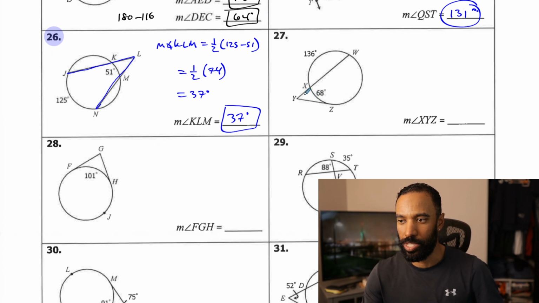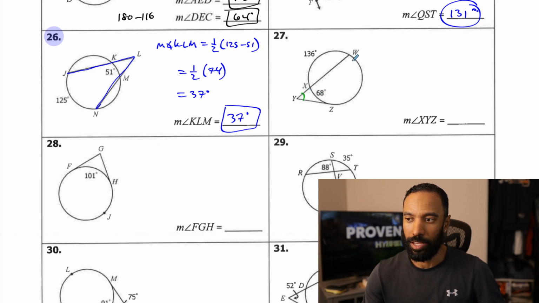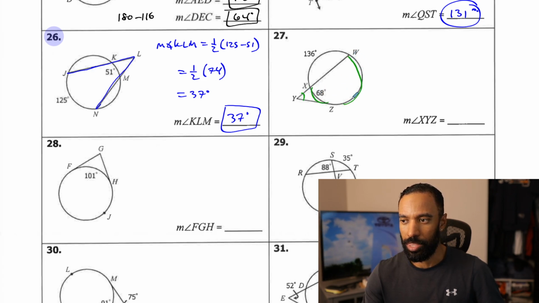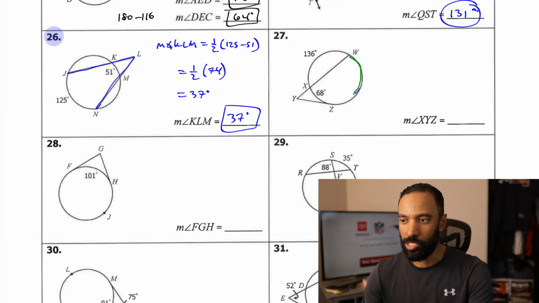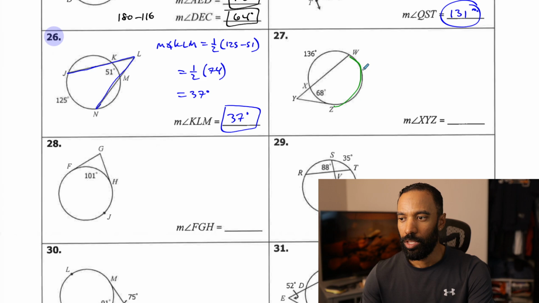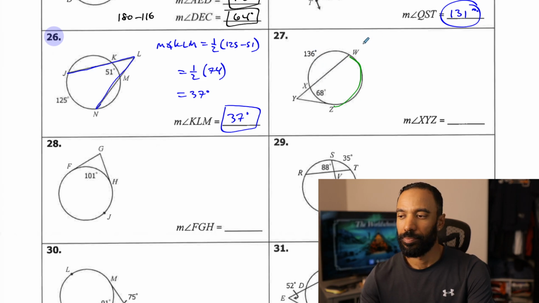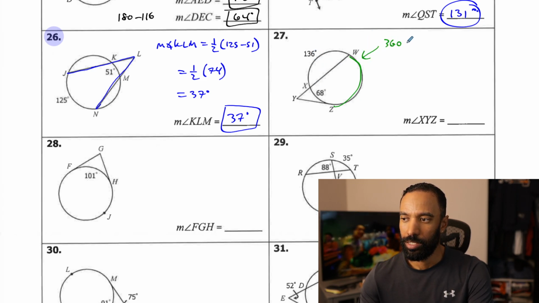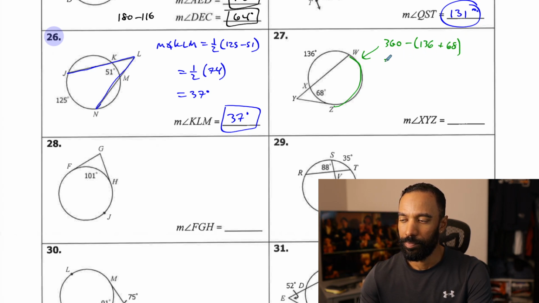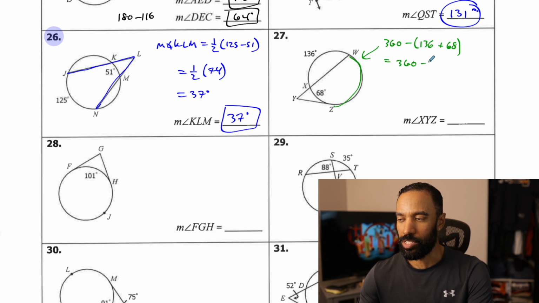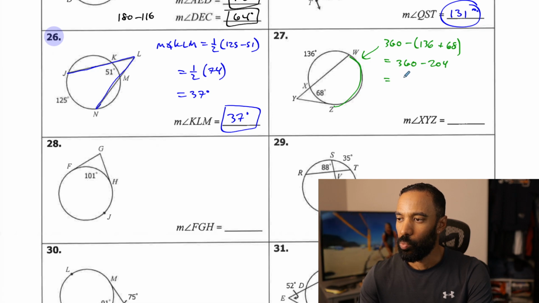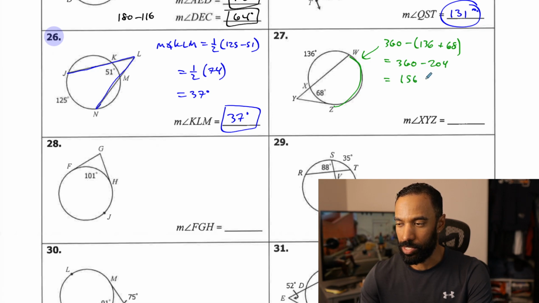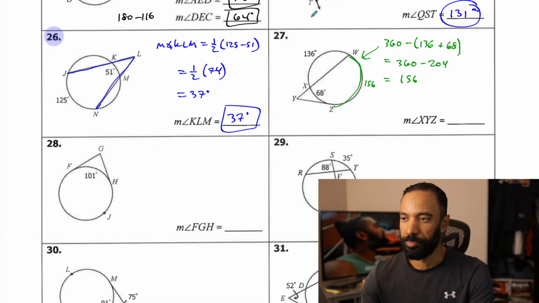Find the measure of angle XYZ. Still the same thing. This is still an inscribed angle with these two intercepted arc guys here. This minus that. Half of that minus that. To find this, WZ, we have to do 360 minus the sum of these two. So 360 minus the sum of 136 and 68. So that's 360 minus 204, which is 156. So 156 is there.